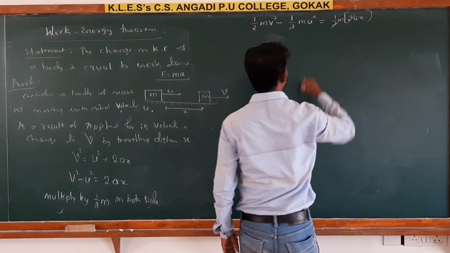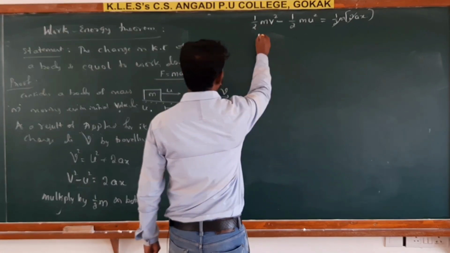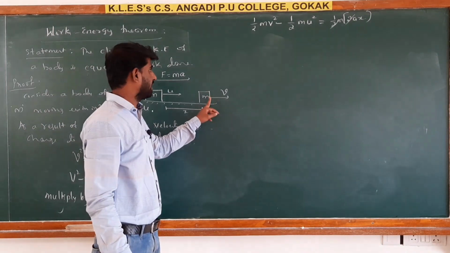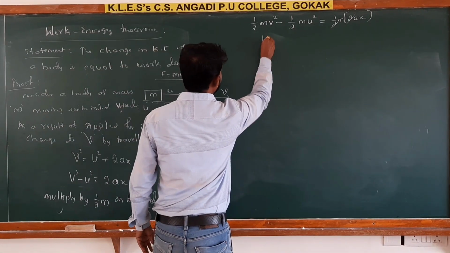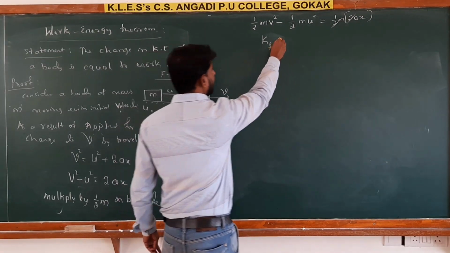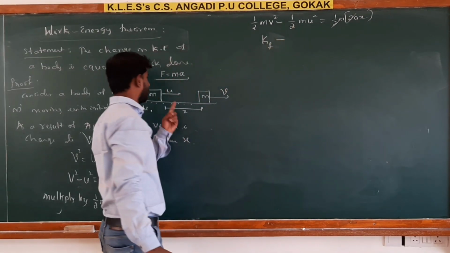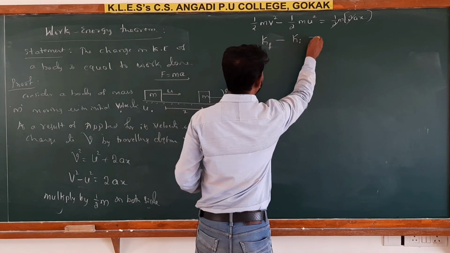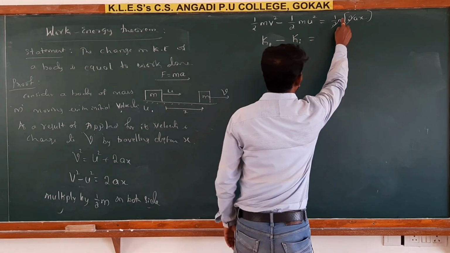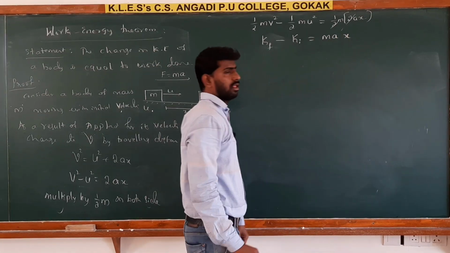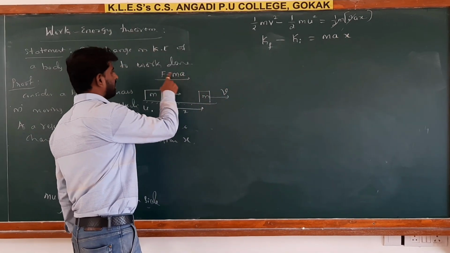Now the 2 cancels. So this is 1 by 2 m v square, where v is the final velocity, so I can say it is the final kinetic energy. Minus 1 by 2 m u square, where u is the initial velocity, so this is the initial kinetic energy. It is equal to the remaining term m into a into x. And ma is why that much force was applied.